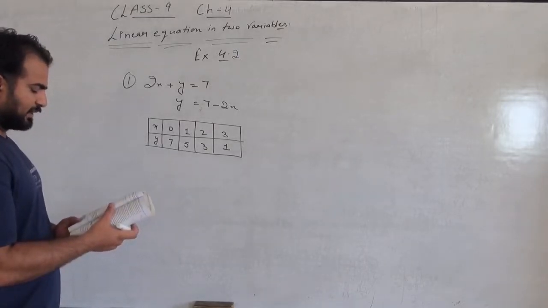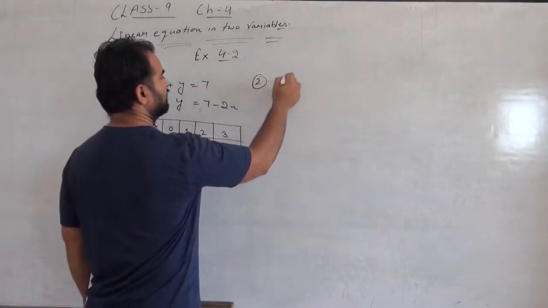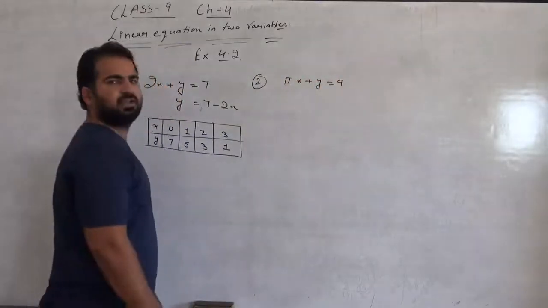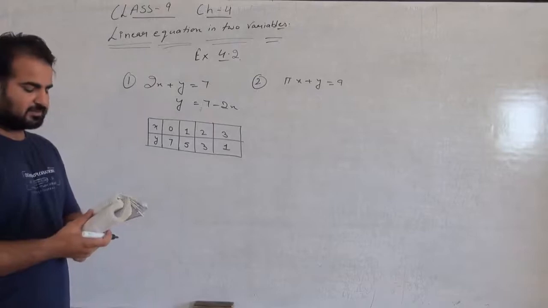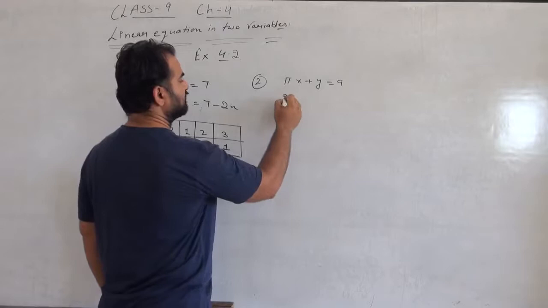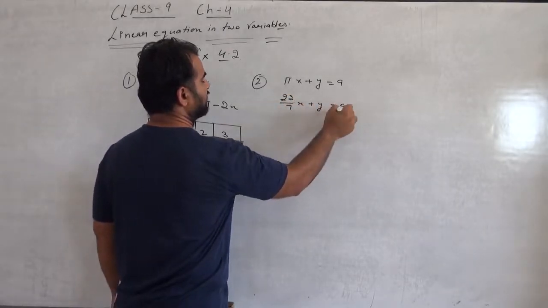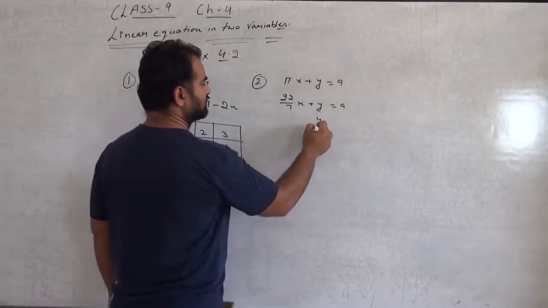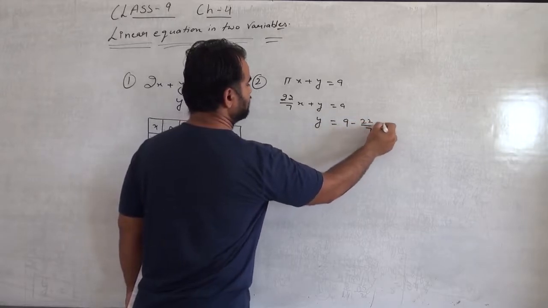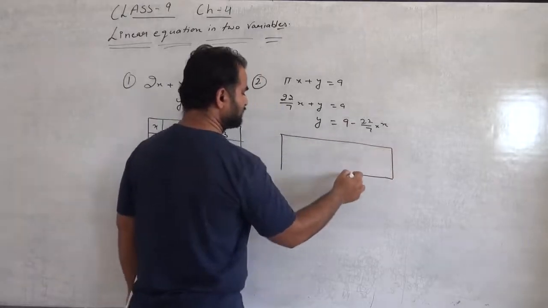Second is pi x plus y equals 9. Second question is pi x plus y equals 9. So class, first of all we have to place the value of pi. So the value of pi is 22 upon 7, into x plus y equals 9. So we can also say y equals 9 minus 22 upon 7 into x. Now we have to find the solutions.